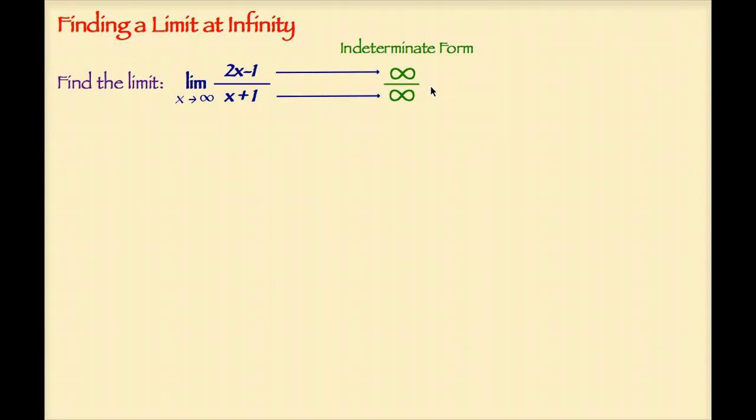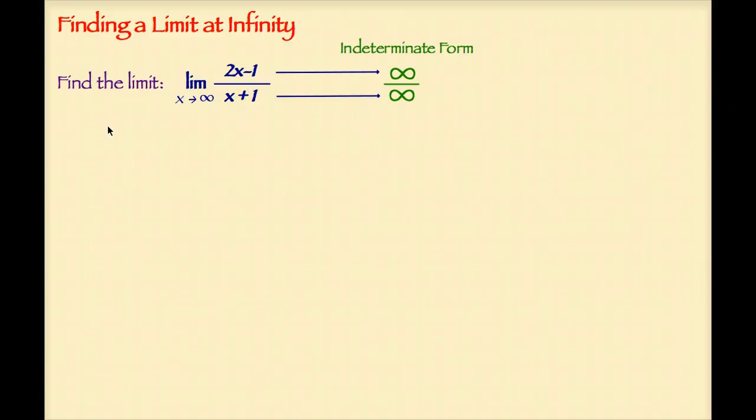So we're going to use an algebraic technique to rewrite this function into a form where we are able to evaluate the limit. We find the highest degree variable in the denominator of the function. In this case, that's x to the 1. We then divide each term in the function by that variable.